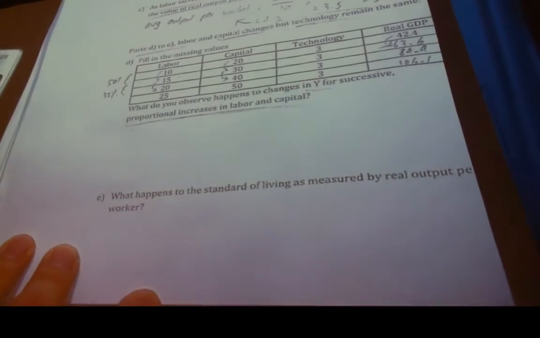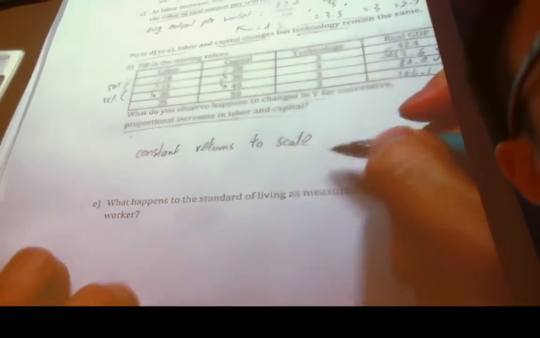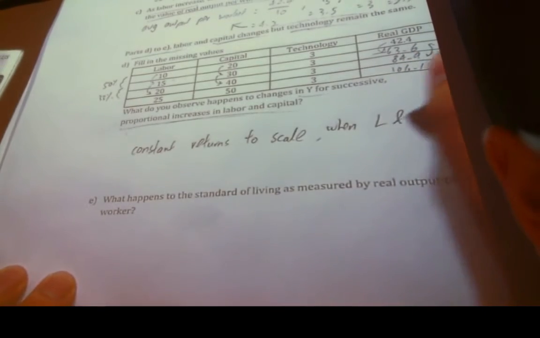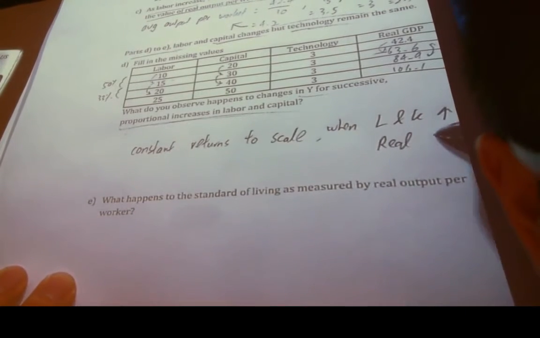And then from 15 to 20, 30 to 40, they increase by, so over here it is 50%, over here it is 33%. The same thing happens for real GDP as well. It increased by 33%. So this is what they call constant returns to scale. This is a part of the neoclassical growth model, where when L and K increase the same amount, real GDP increases the same as well.